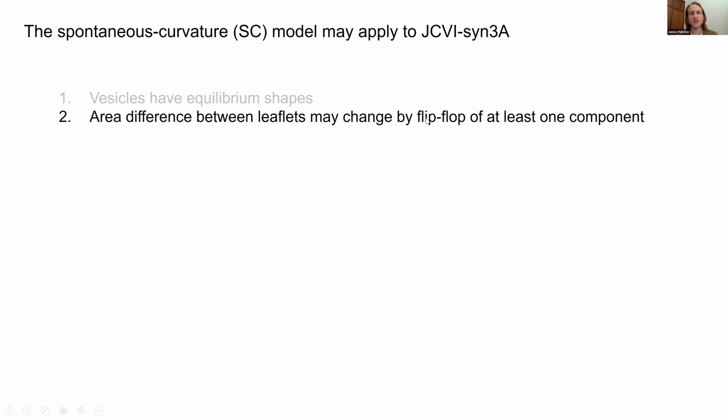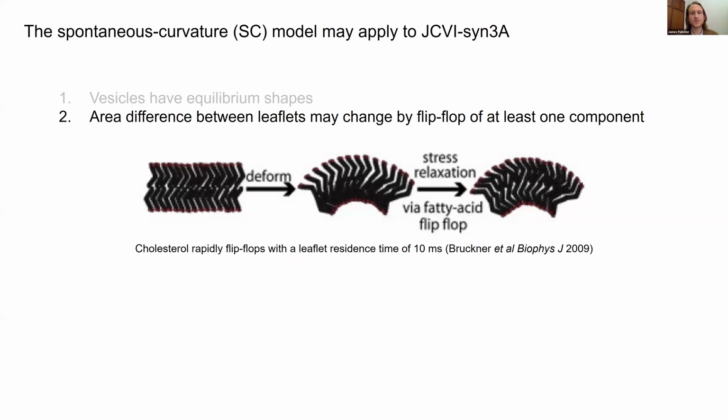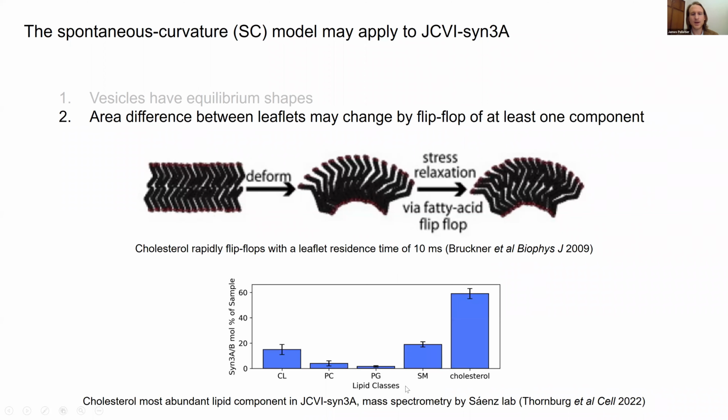The second assumption relates to flip-flop of at least one component. And this work from the Shostak lab has shown that cholesterol can rapidly flip-flop between leaflets with a residence time of 10 milliseconds, which is much faster than the time scale associated with growth. So in particular, if you deform a bilayer, then one leaflet will become sparser and the other leaflet will become more compressed. And flip-flop of one component will allow the densities to equilibrate and will allow the stress to relax. And this recent mass spectrometry analysis from the Sayans lab has shown that cholesterol is the most abundant lipid component in JCVI Syn3A. So because JCVI Syn3A retains a lipid component that can rapidly flip-flop, we feel that the spontaneous curvature model may apply as well.